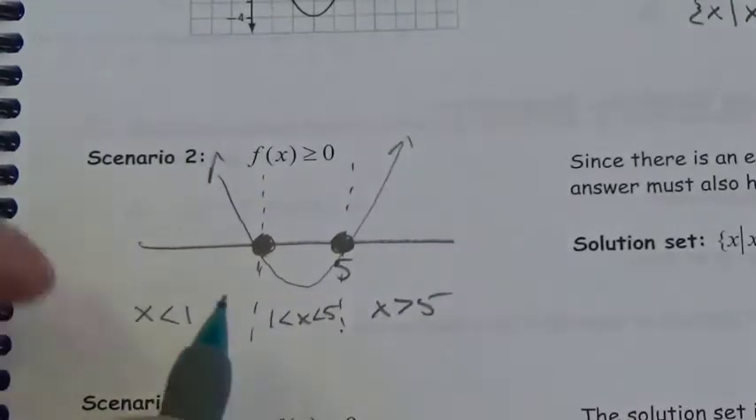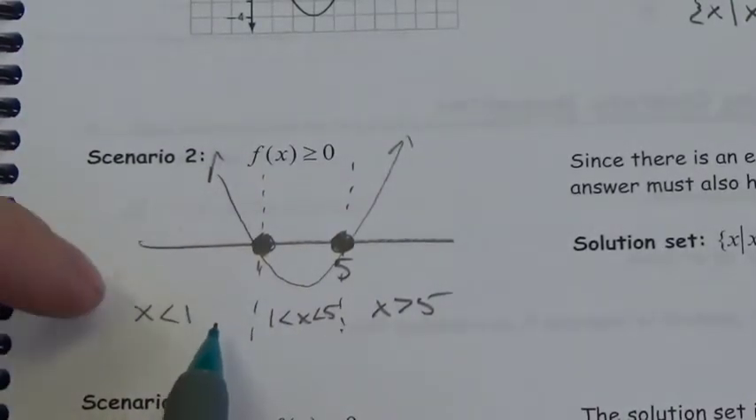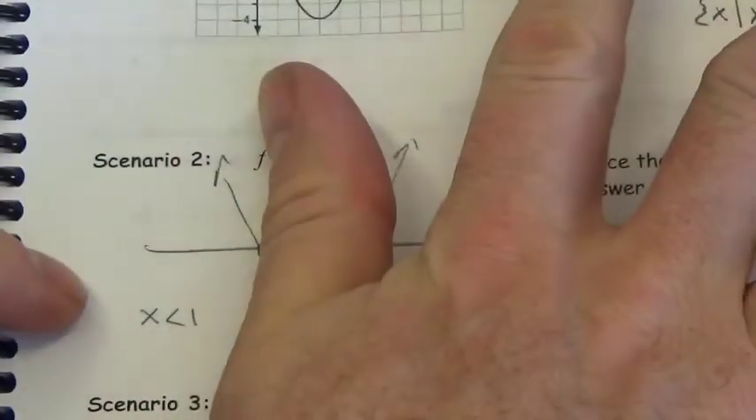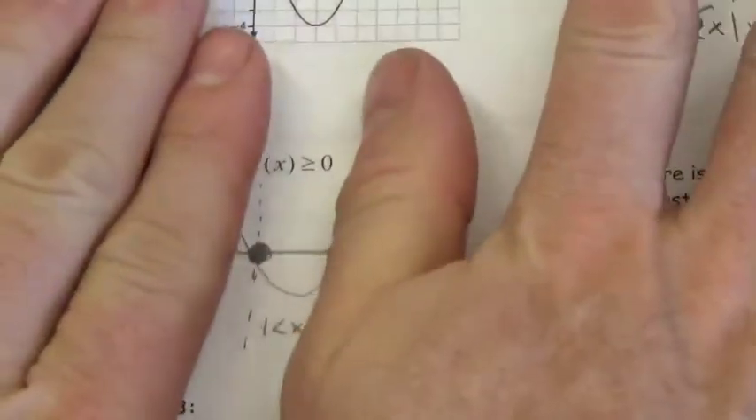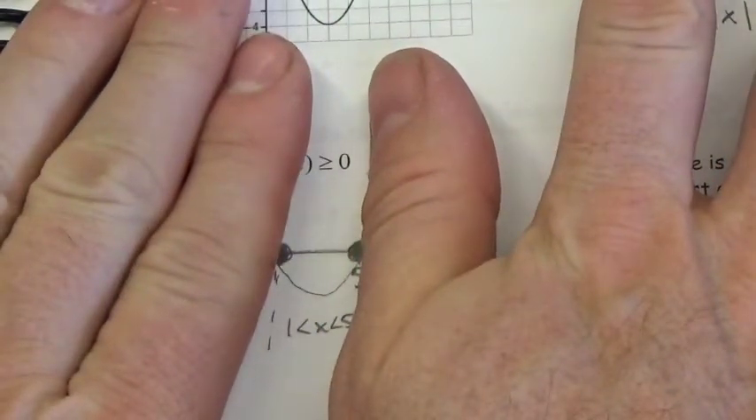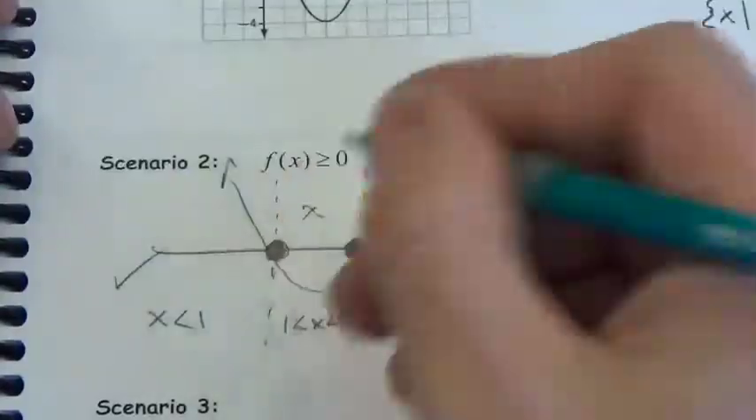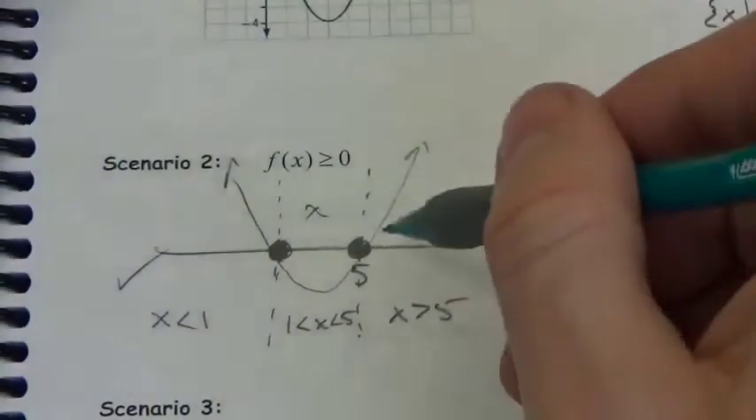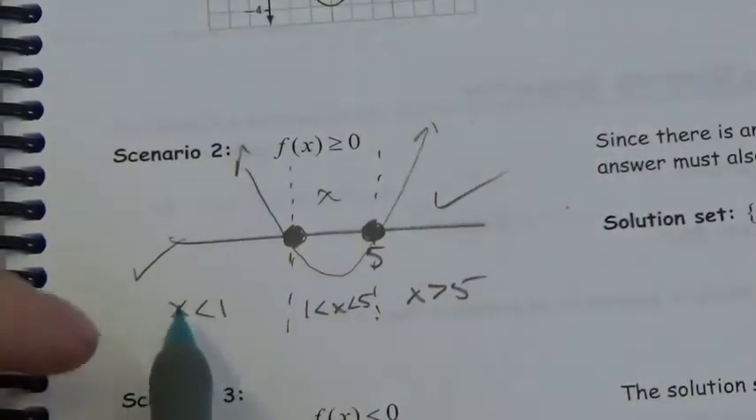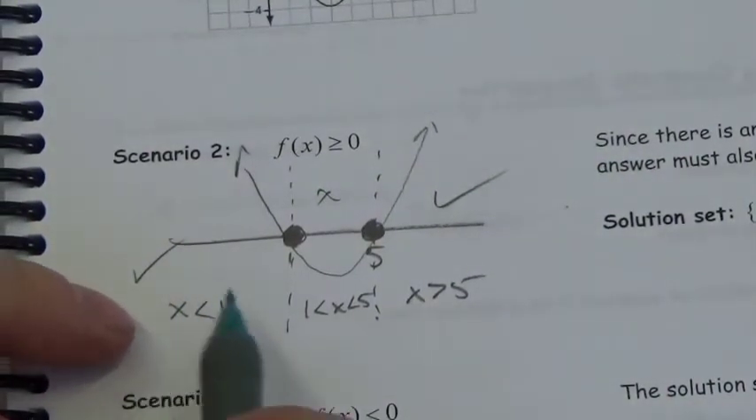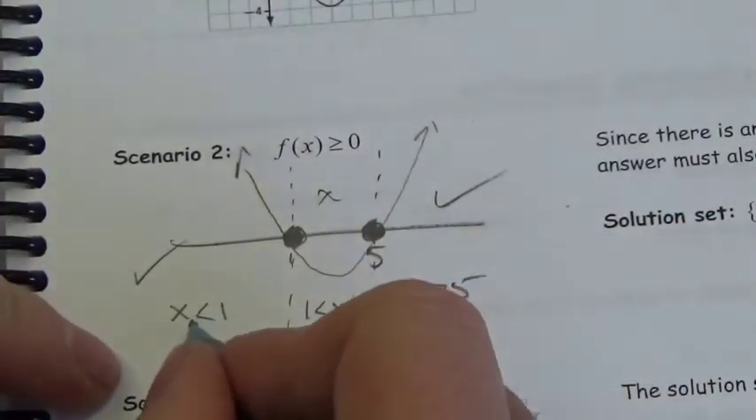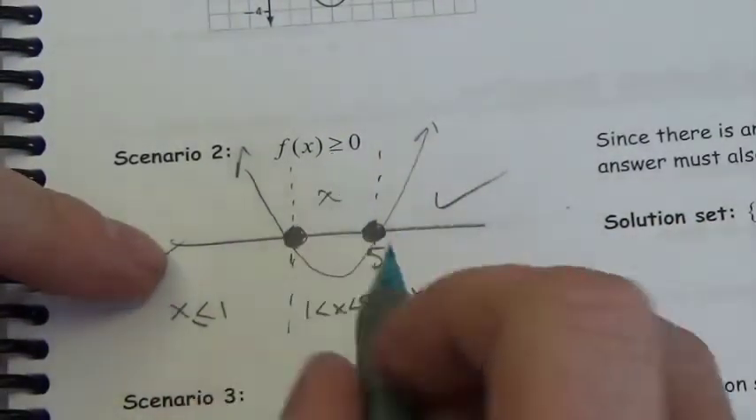Now, is the parabola above the x-axis here? Ignore everything else. Is it above the x-axis? Yes. Awesome. Look in between. Is the parabola above the x-axis? No. Not here. Is the parabola above the x-axis? Yes. So my answer is going to be either x values have to be less than 1 or x values have to be greater than 5, and because of the or equal to, we will include those.